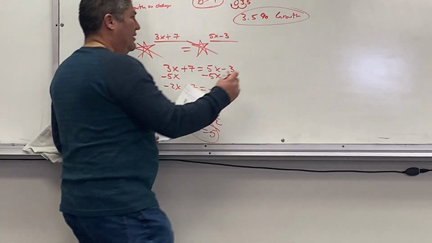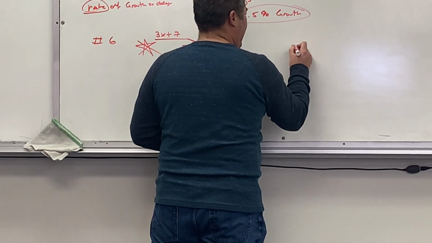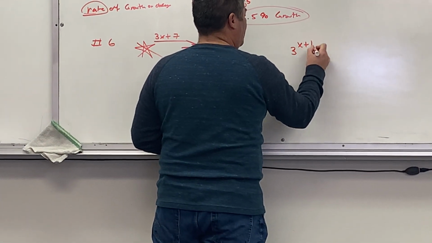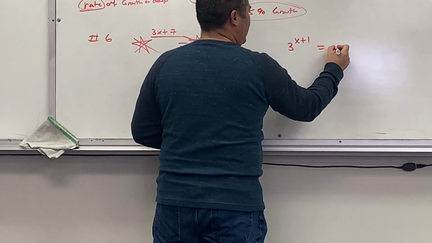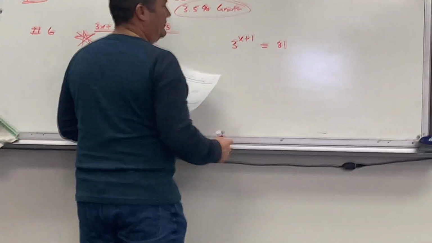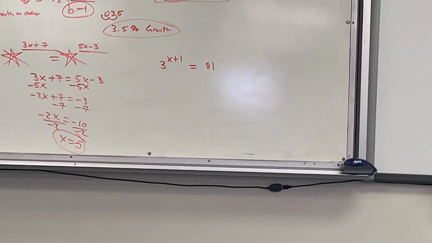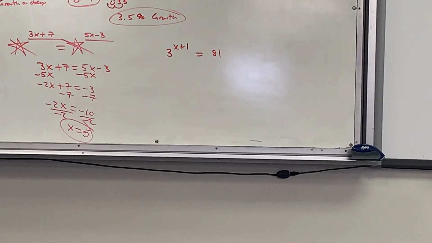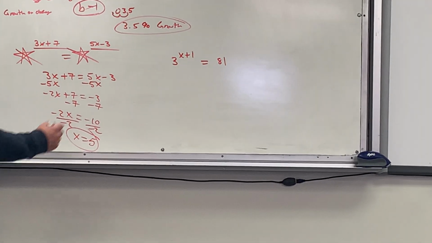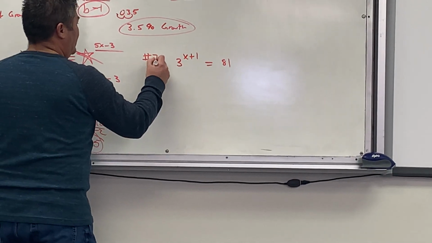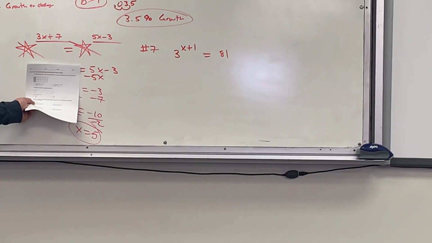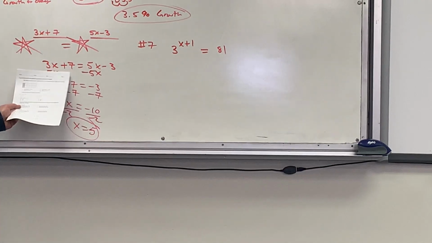Number 7. Pretty similar, but not quite. Let's say I have 3 to the x plus 1 equals 81. Okay? This is number 7. Yep, this is number 7. So number 7 looks like this. What's the problem with this one compared to this one? Number 6 compared to number 7.